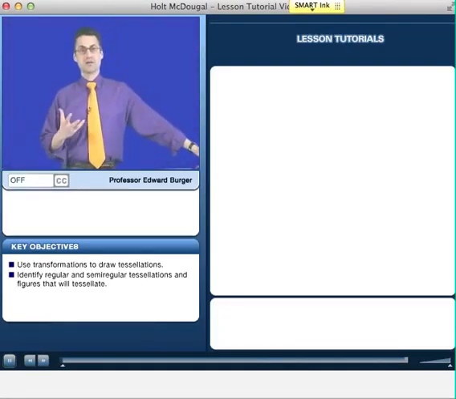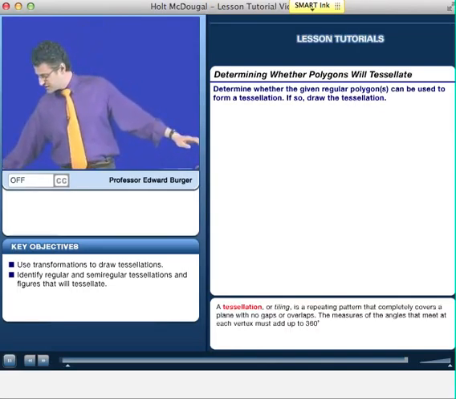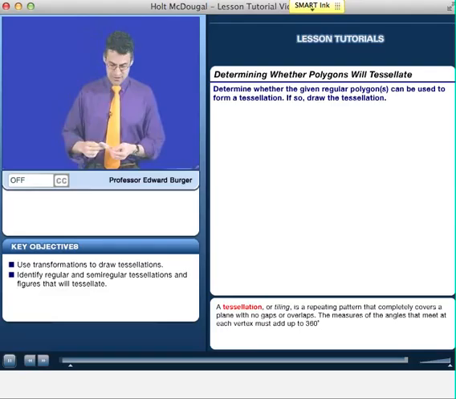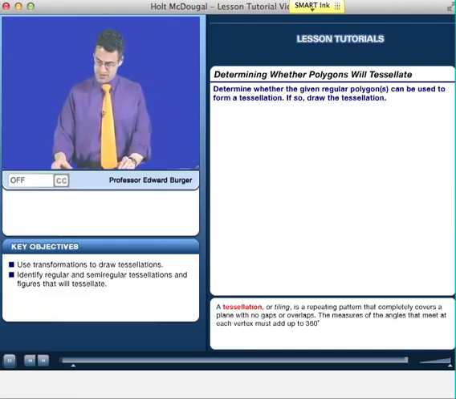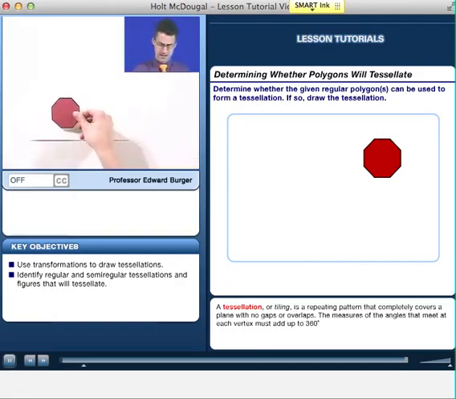Let's take a look at a particular polygon and see if we can use that to form a tessellation. So let's start with a stop sign. Let's take an octagon and see if we can tessellate the plane. Let's just try it first. The first thing to do always in life is try it.